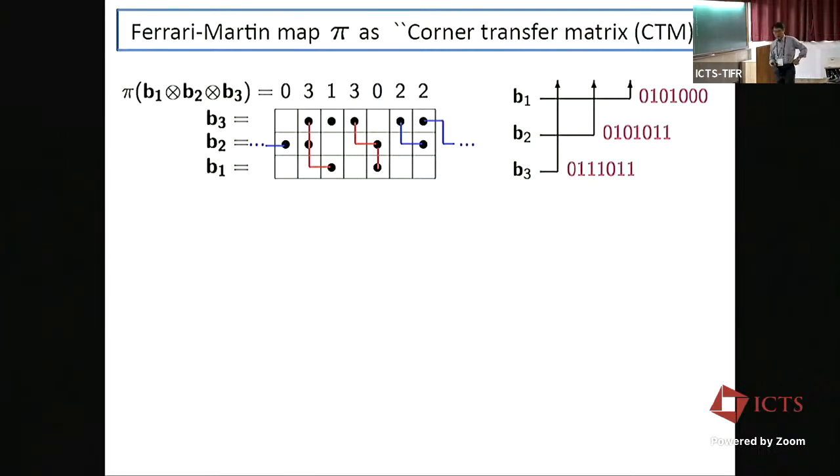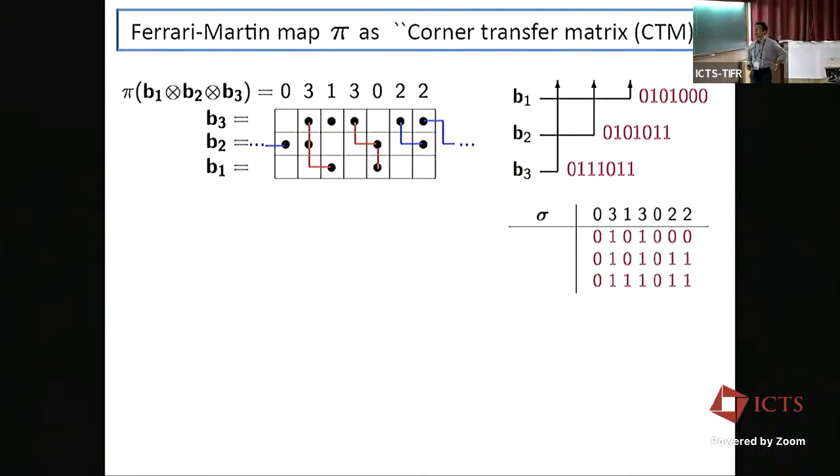And now here is a quiz for you. What's the relation of these purple 0, 1 arrays and the image of the Ferrari-Martin map? So this is a quiz for 5 seconds. You see, it's a very easy quiz. Yes, you got it.